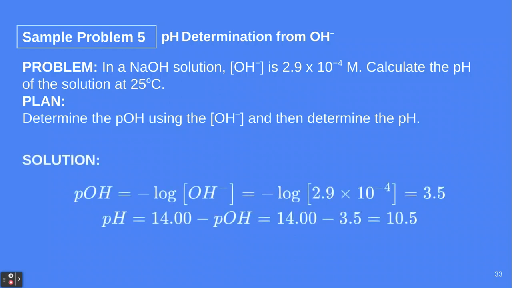So here's the answer here. I'm going to find my pOH first. My pOH is the negative log of my OH minus. So the negative log of 2.9 times 10 to the negative 4th gives me 3.5. And then my pH is 14 minus my pOH, which gives me 10.5. Now, a pH of 10.5 is basic because it's above 7, and that makes sense. Sodium hydroxide is a strong base.